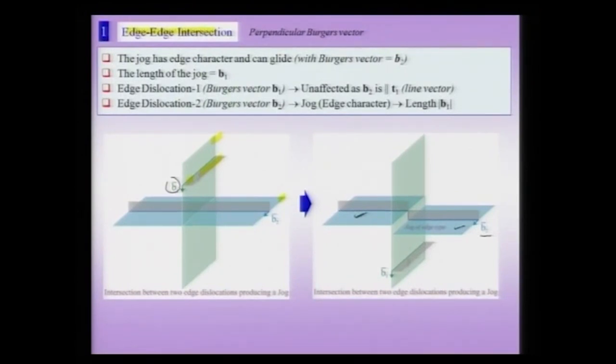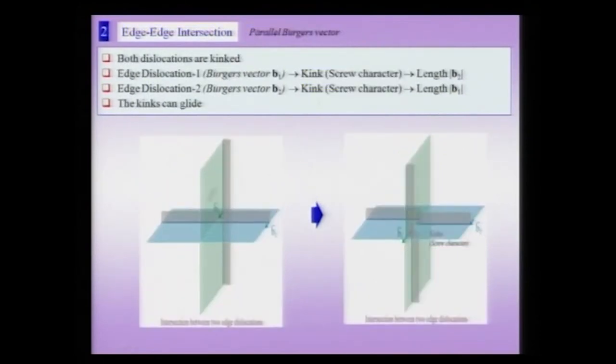So, the first among these interactions is an edge-edge interaction in which a green dislocation with B1 vector, traveling on a green slip plane, intersects a blue dislocation line having a blue vector B2 drawn in blue color along a blue slip plane. This intersection leaves the dislocation with B1 Burgers vector unaltered, while the blue dislocation has a jog produced on its dislocation line. This is an important point to be noted: when two edge dislocations with perpendicular Burgers vectors intersect each other, one is unaffected and the other has a jog along its dislocation line length.